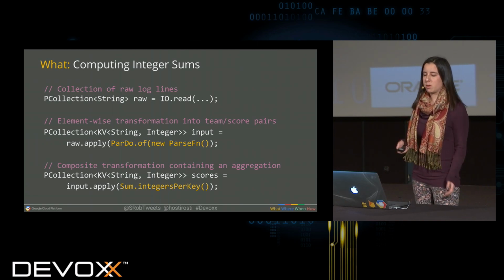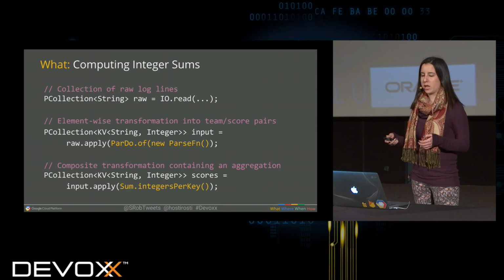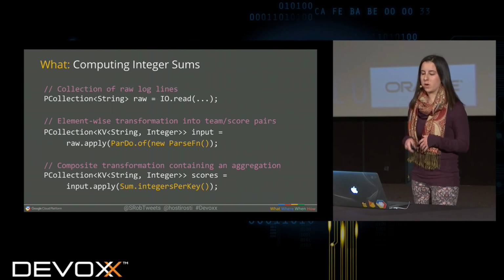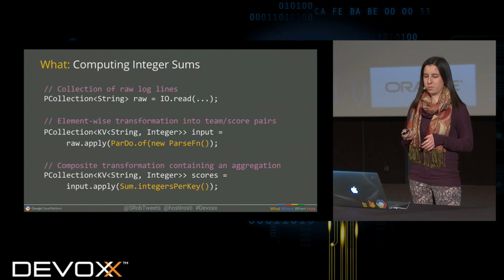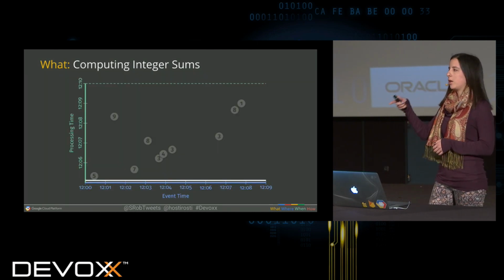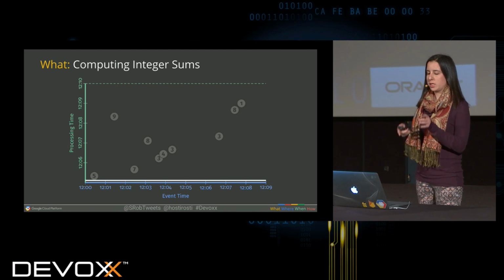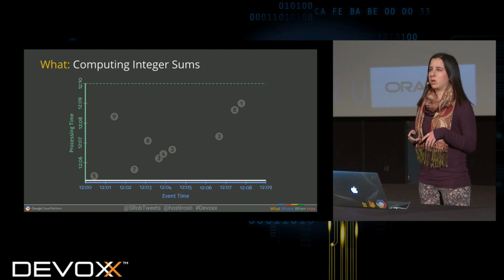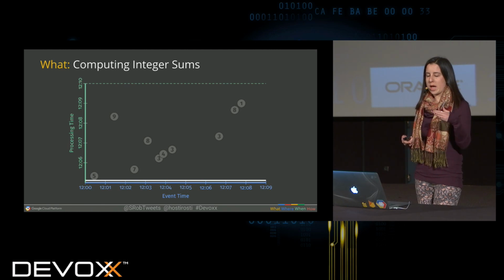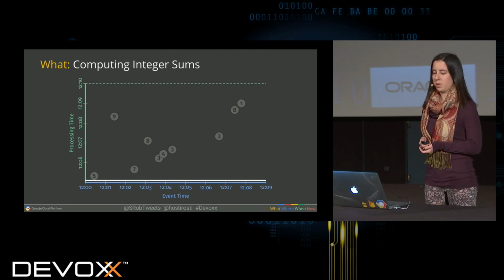And then finally, we want to do a composite transformation. We want to aggregate all of this so that we can get the score per team for each window that we're calculating for. Throughout each step, I'm going to show you a different graph. This is one team's scores in our game. On the x-axis, we have event time, and on the y-axis, we have processing time.